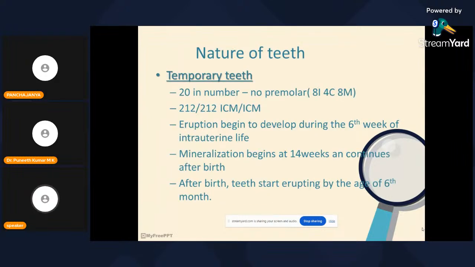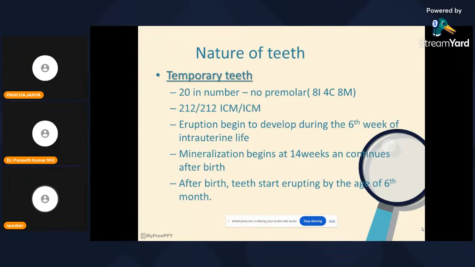Nature of the teeth. We know that there are two sets of teeth, temporary teeth and permanent teeth. Temporary teeth are called milk teeth, which first erupt at the age of 6 months and start to fall at the age of 6 years. The total milk teeth will be 20 in number, and in this set there are no premolars. There will be 8 incisors, 4 canines, and 8 molars. Their dental formula is 2-1-2 ICM, that is incisor, canine, and molar.